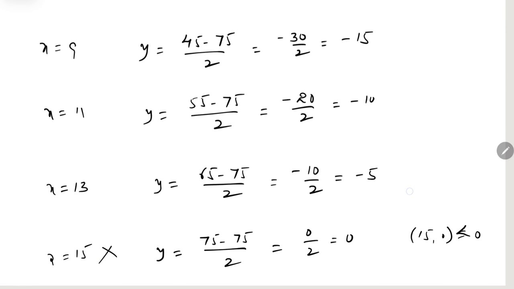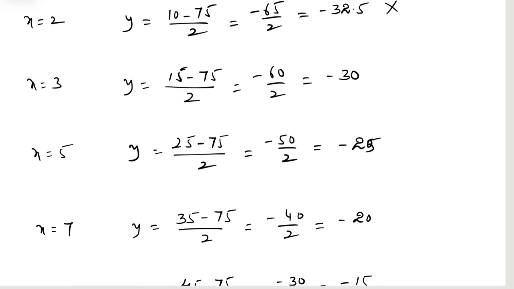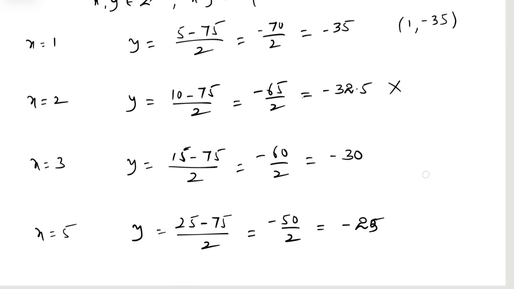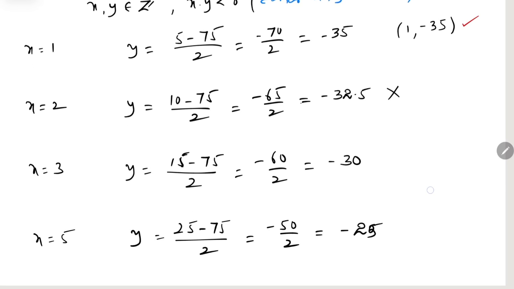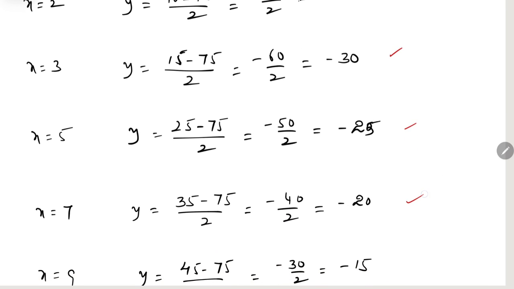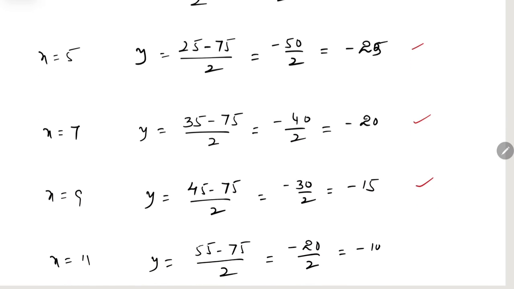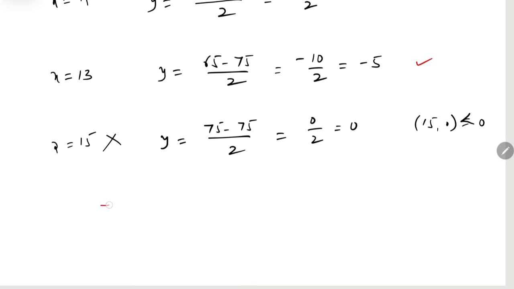Therefore the possible solutions are solution 1, solution 2, 3, 4, 5, 6 and 7. Therefore there are 7 possible solutions to the given equation.